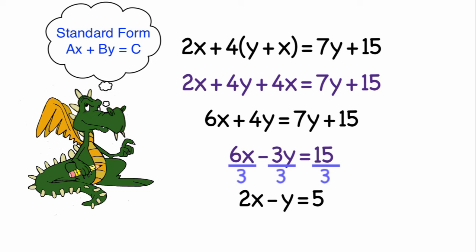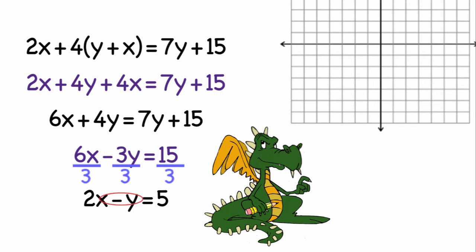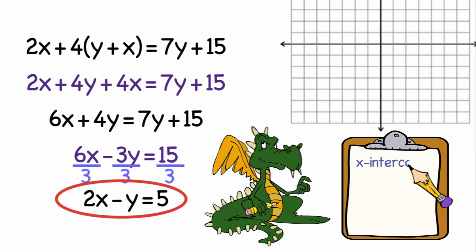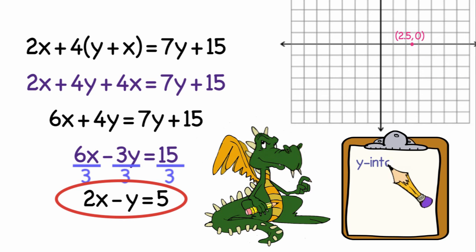The advantage of standard form is it helps us easily find both our x- and y-intercept. So let's look back at our last example. We had 2x minus y equals 5. If we want to find the x-intercept, well, that would mean that y was equal to 0. So we plug 0 in for y, getting 2x is equal to 5, or x is equal to 2.5. If we want to find the y-intercept, well, that would mean that x would equal 0. And we get negative y is equal to 5, and y is equal to negative 5.